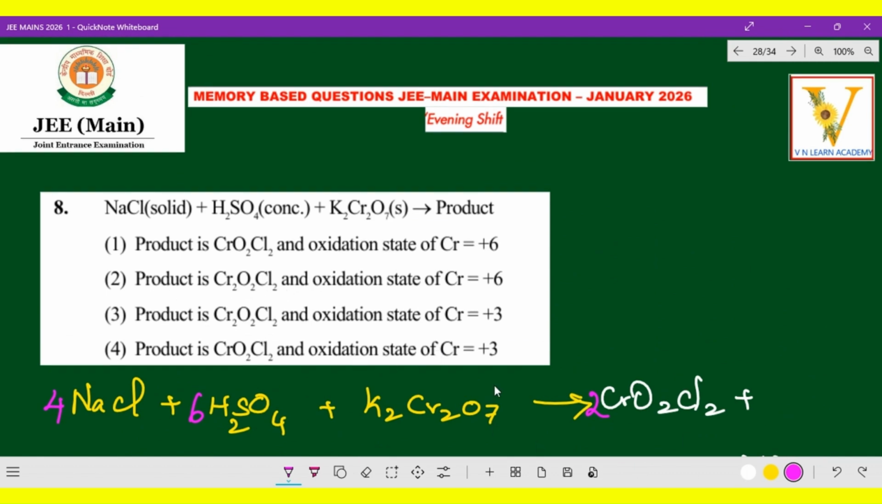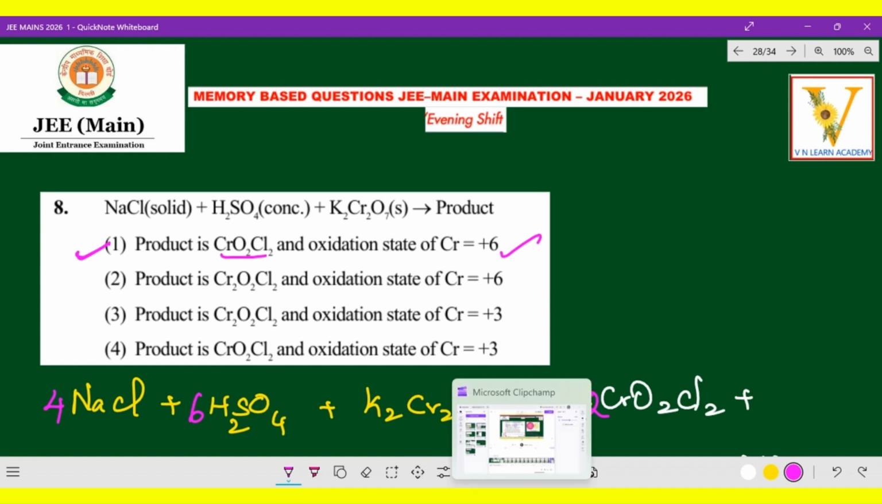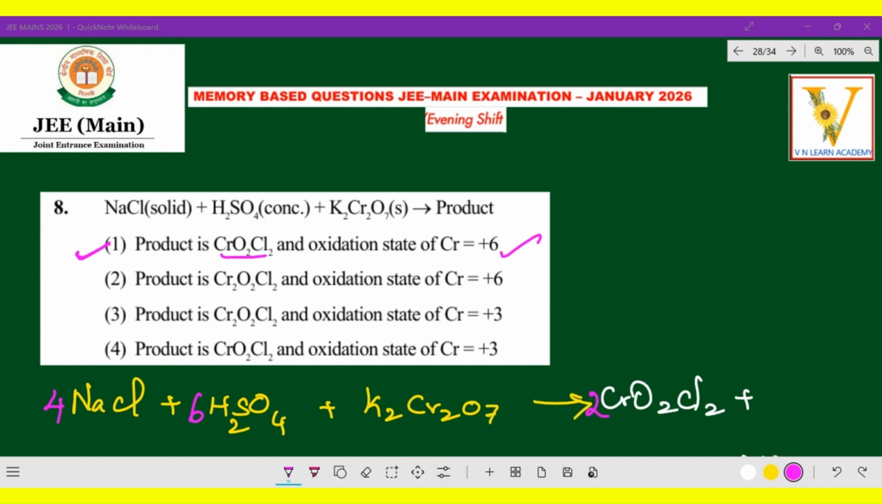So that means the product is 1. Product CrO2Cl2 is product 1. Option 1 is the correct option. Come on, let's go to the next question.